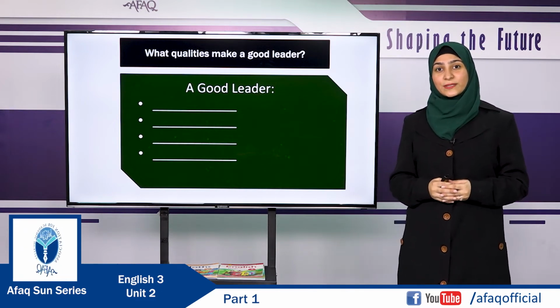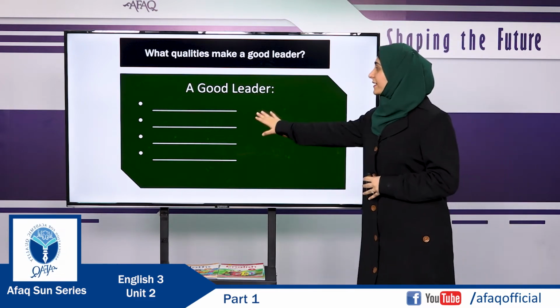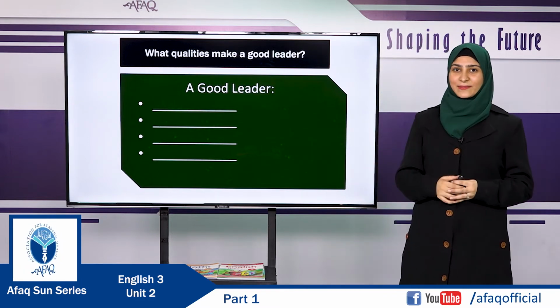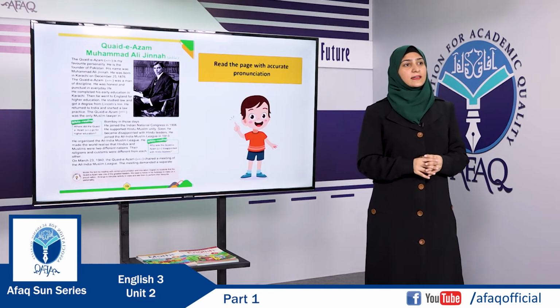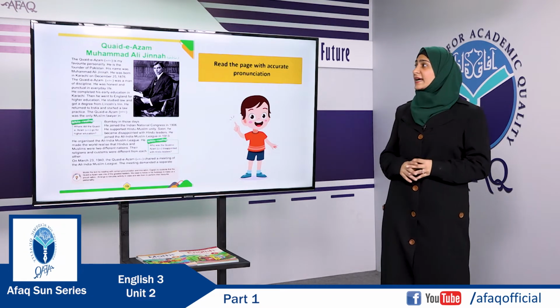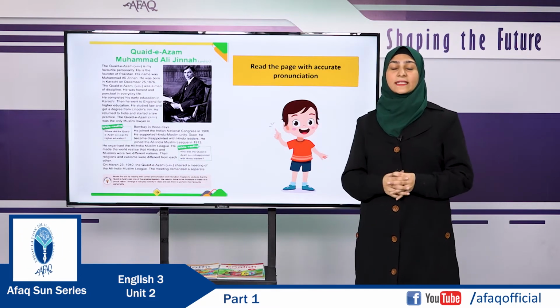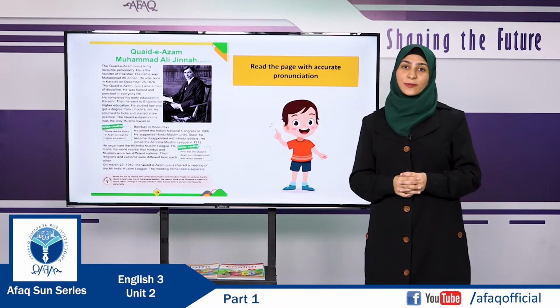What are you going to do with them? You are going to write them down here. So let's get done with this and come back to me. Dear students, unit 3 covers Qaid-e-Azam Muhammad Ali Jinnah. I would like you to read this paragraph with the help of your teacher and your parent.